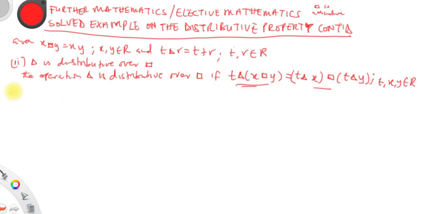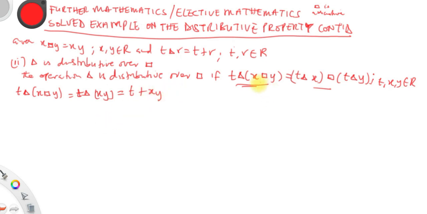The left hand side we have t triangle into bracket x square y. This is equal to t triangle, you solve the one in bracket first. So what is x square y? x square y is xy. So you get xy. What is t triangle r? t triangle r is t plus r. So if the whole of xy is just like r, you get t plus xy. Okay, so this is the answer we will get.